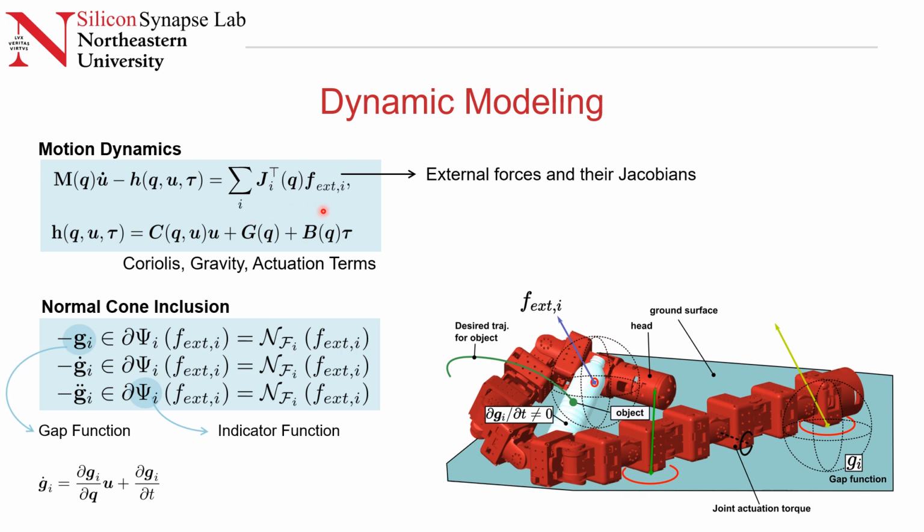Through the normal cone inclusion concept, we can define constraints for the contacting points on the robot that say that the contact forces, F external, must be within a normal cone. And we define a gap function, which is the distance between the outermost point on the robot and the ground, and the robot and the object.